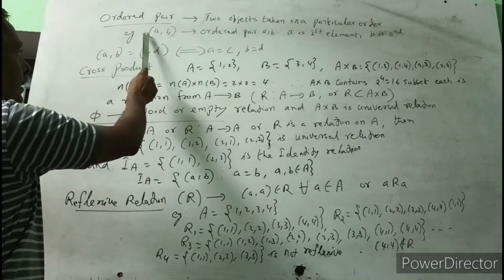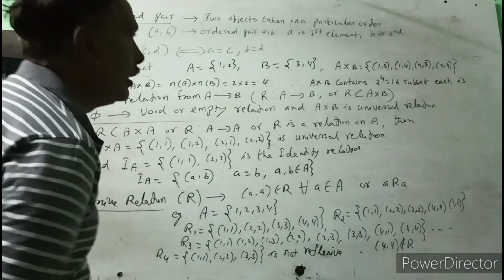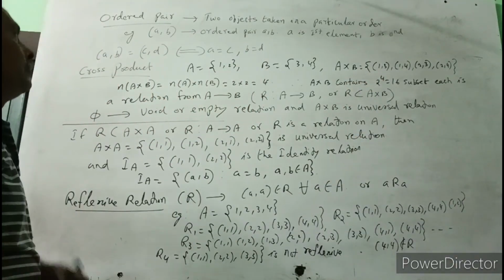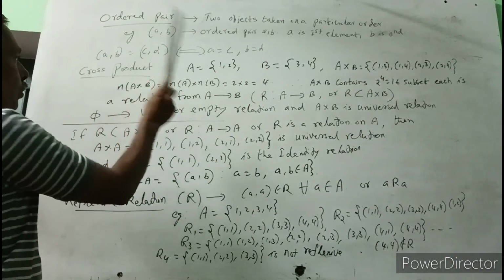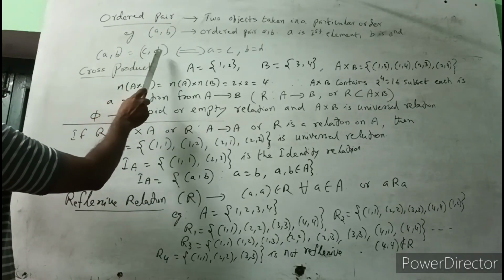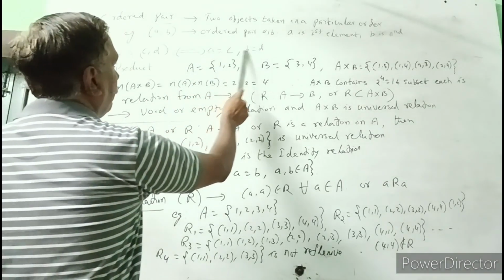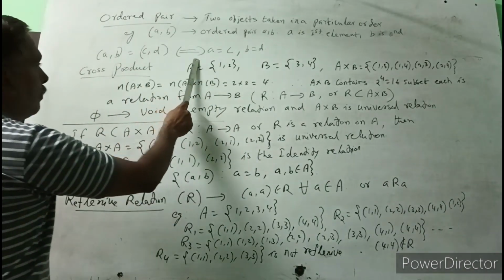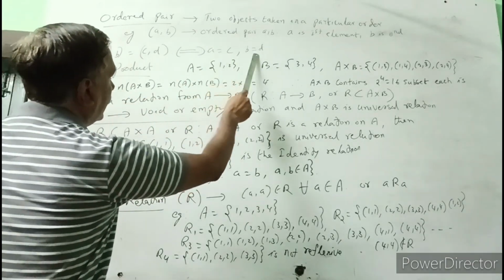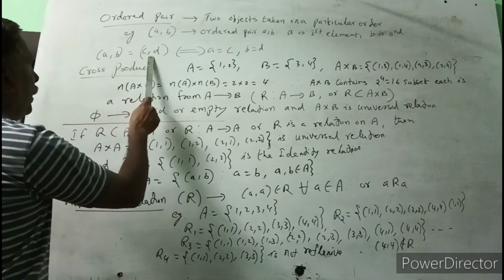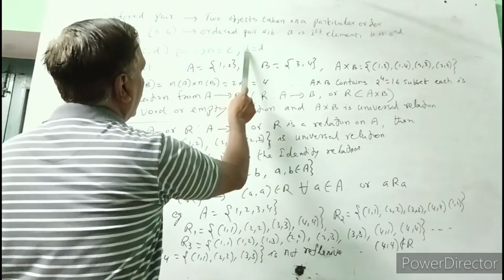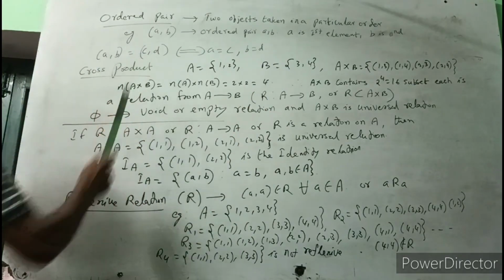Example, A comma B. This is read as ordered pair A comma B, where A is the first element and B is the second element. Then two ordered pairs are equal only when the first elements are equal and the second elements are equal. A equal to C, B equal to D. This symbol means if this is there, we will get this, and similarly if this is there, we will get this. Means (A, B) equal to (C, D), then A equal to C and B equal to D. Reverse order: if A equal to C and B equal to D, then ordered pair (A, B) equal to ordered pair (C, D).